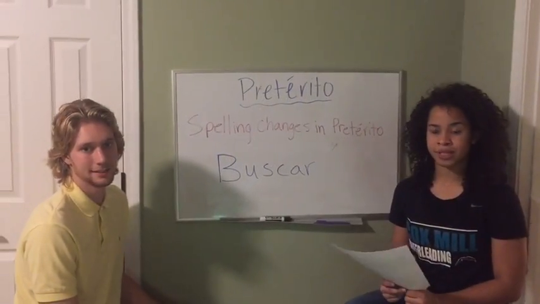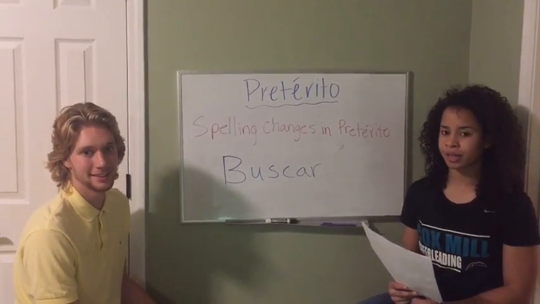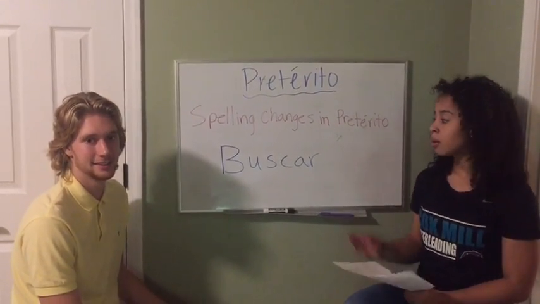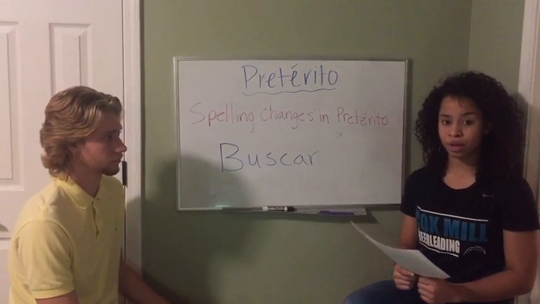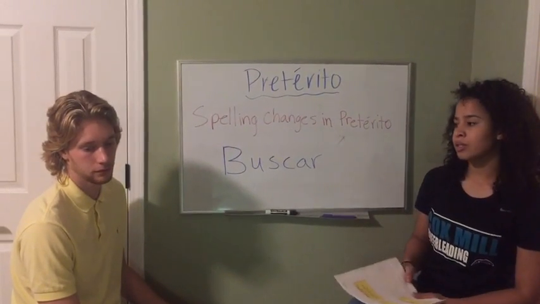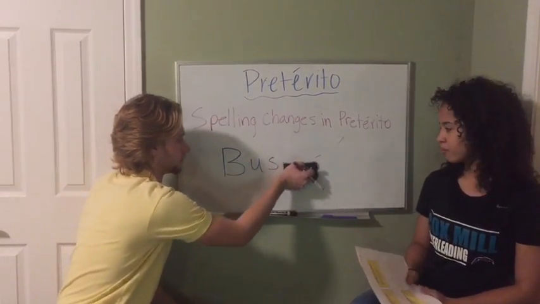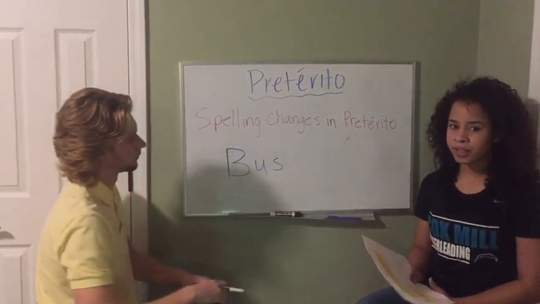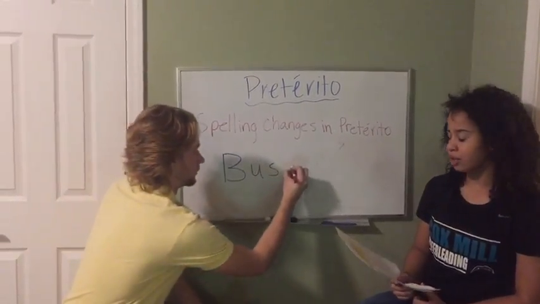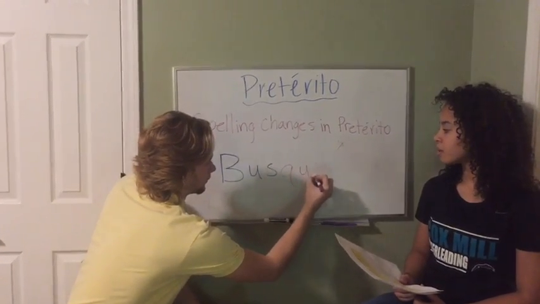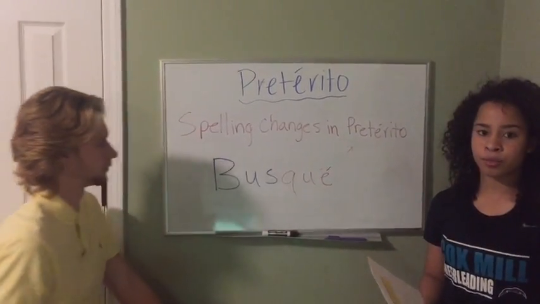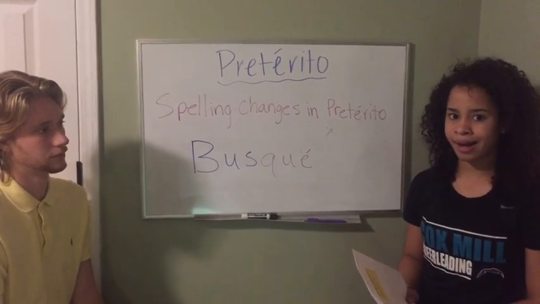An example of this type of spelling change occurring in the preterite tense is buscar, which means to look for. In order to change this, you first drop the CAR. Once removing the CAR, you add QUÉ. You now have busqué, which means I looked for.